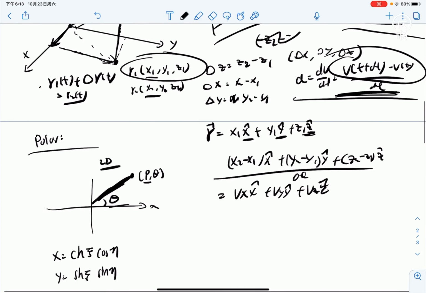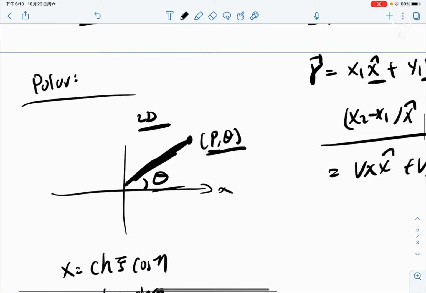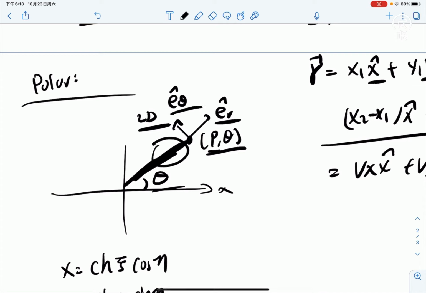And for the case of polar coordinates, we describe a vector using the unit vectors er and e theta. So er is the same direction as this, and e theta is the direction that is perpendicular to er, which is perpendicular to this stick.